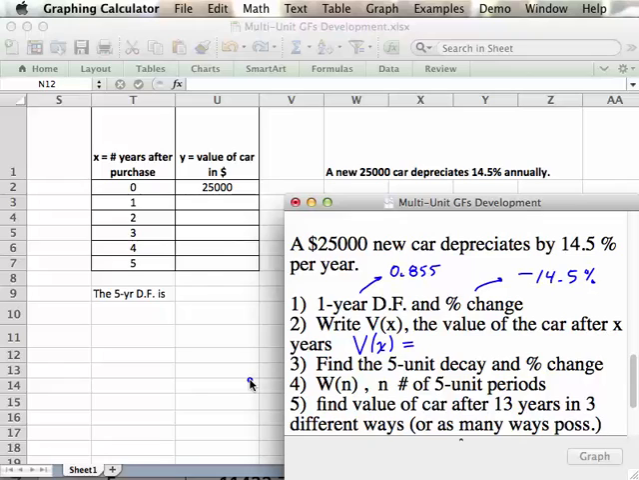So for 4, you're defining a function W of n such that n is the number of 5-unit periods. That's the point.